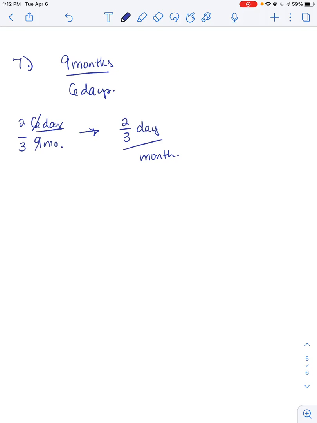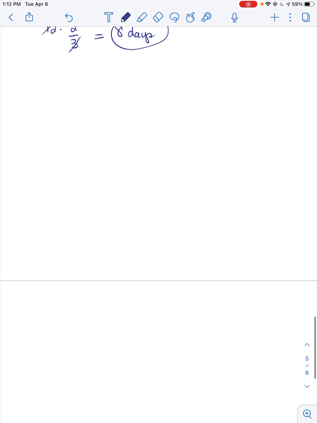If I'm earning 2/3 of a day in 1 month, how many days do I earn in 12 months? 2/3 times 12, or 12 times 2/3, tells me that I earn 8 days in a year. Again, I would encourage you to look at the document online. It has other ways to solve this problem. Let's look at question 8.